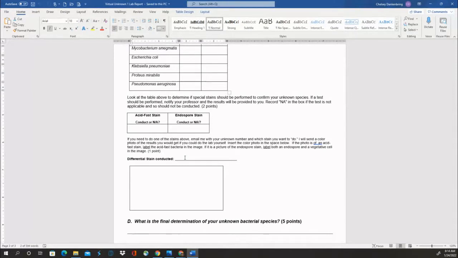Okay, so you're basically just taking a lot of this stuff from lab unit 1 and putting it together here to identify an unknown organism. And I will be sending you your pictures within the next day or so.